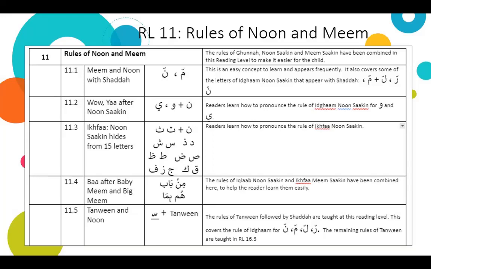Okay, coming to reading level 11. Now, in this, Quranophonics has done something different. We have combined the rules of Noon, all the rules related to the alphabet Noon, and all the rules related to the alphabet Meme. We have combined them into one reading level. And then there are sub levels which we do. So at the first level, we teach them the rule of noon and mim shadda. So whenever mim shadda appears or noon shadda appears, this is what you need to do.